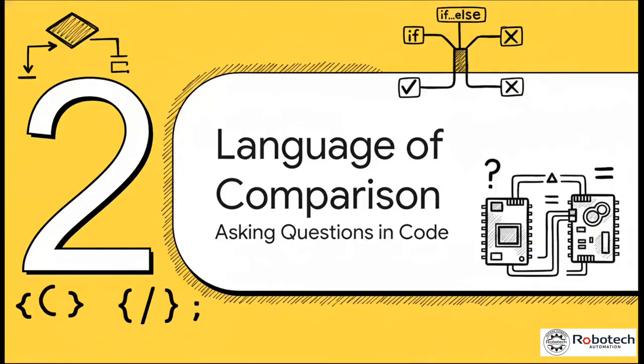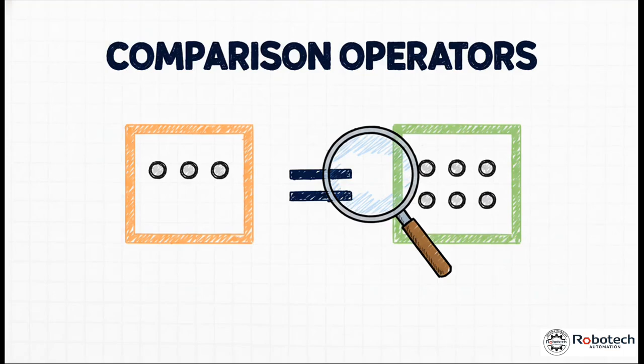Okay, so how do we actually write these questions? How do we phrase them so our little Arduino chip can understand what we're asking? Well, it takes a special kind of grammar, a specific language of comparison that we have to learn. We build all of our conditions using these special symbols called comparison operators. These are the tools that let us compare one thing to another, like checking if a variable is equal to the number 5, or if it's greater than another number. You can think of them as the verbs in our conditional sentences.